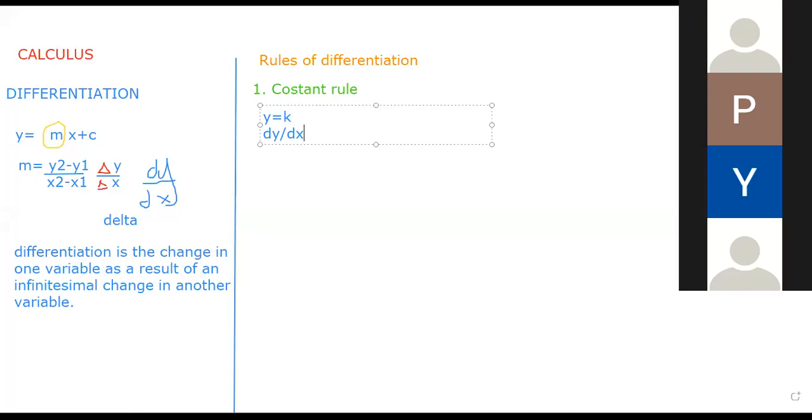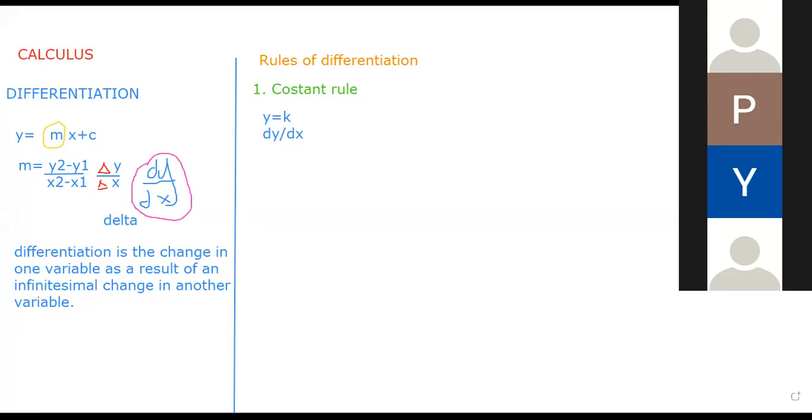This is how I'll be writing it on the board, but don't write it like this in your book. Always write it like this in your book. But because of typing, I'll be writing it like this. Anytime you see something like this, you write it like this, please.